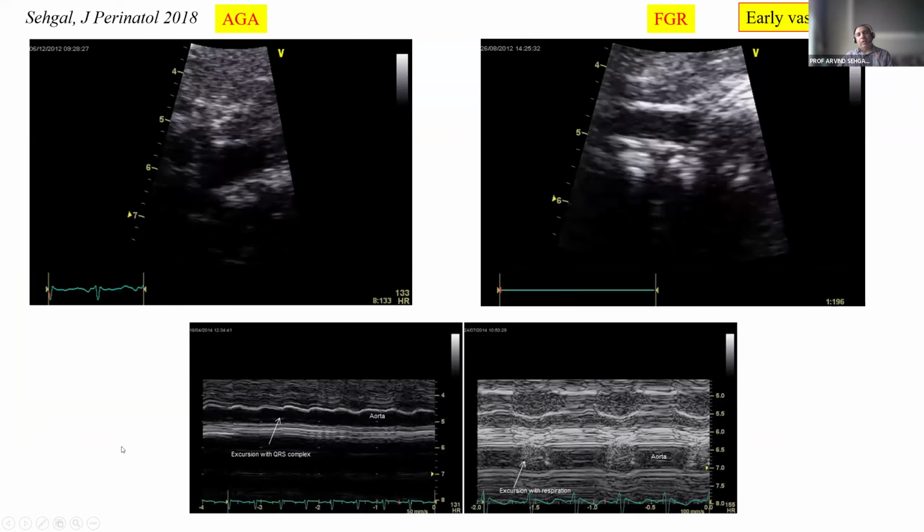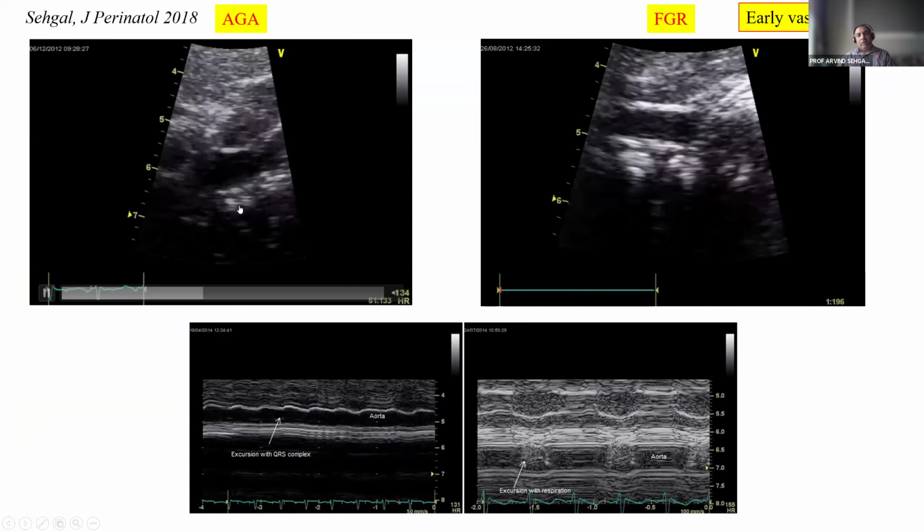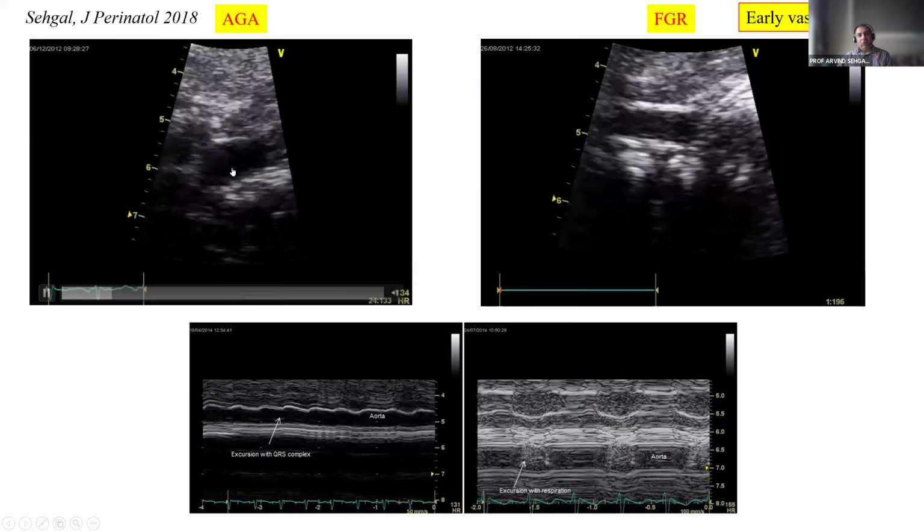Now, how does it look in real time when you're actually doing the scan? On the left top panel is the abdominal aorta of an AGA infant. At the back, you can see the vertebral bodies. The aorta is here in the middle. This is the dorsal wall, that's the ventral wall. Thickness is measured here, and pulsatility is measured here. You can see it's really thin, pencil-like, and nicely pulsatile.